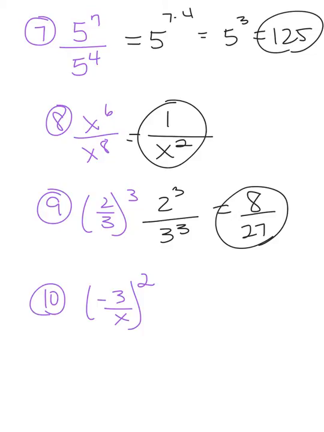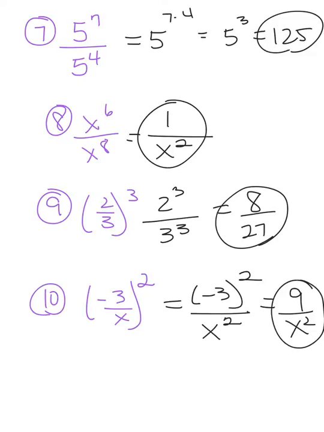In number 10, I have to be careful because of that negative sign. So again, I have a fraction raised to a power, so I'm going to take my numerator, which is negative 3, raise it to the power of 2. Same thing with my denominator, x raised to the 2nd power. So negative 3 squared, I have to be careful. That's positive 9, not negative 9, right? Because negative 3 times negative 3 gives me positive 9 over x squared. So there's my final answer right there.